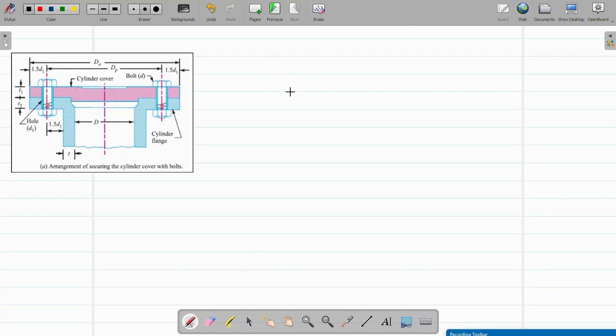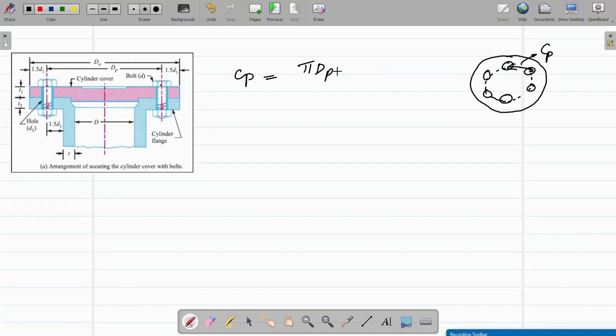Now another thing we have to find is the circumferential pitch. Let's say we have a cover plate, because the cover is generally round, with, let's say, 6 bolts. This is the circumference between two consecutive bolts in a circle. This is called the circumferential pitch, and it can be found because the circle is formed from the center of the bolts. So this is pi dp, the pitch circle of the bolt, divided by n.